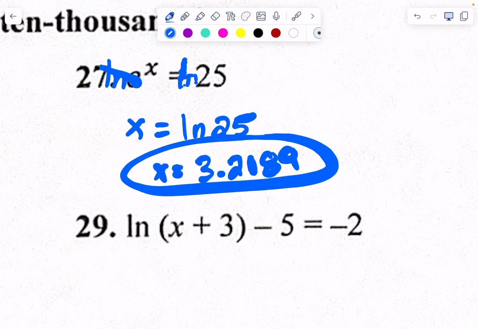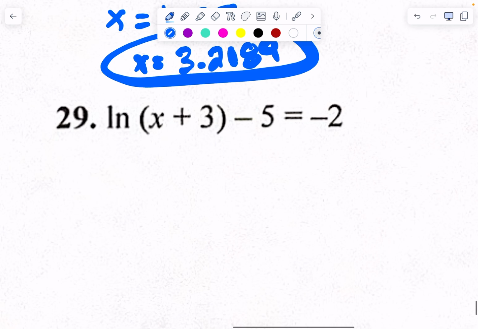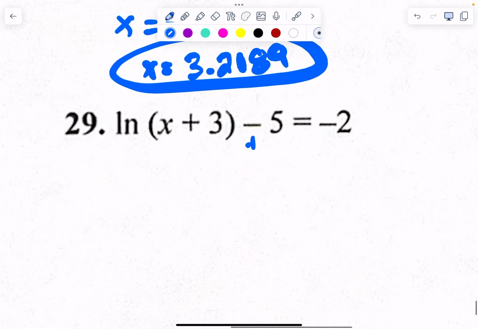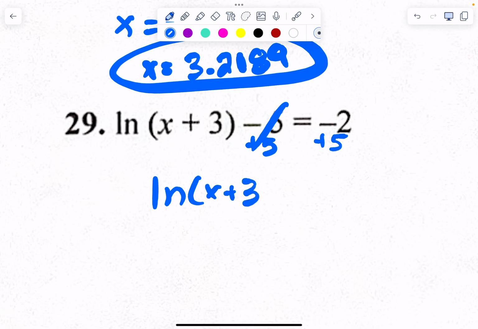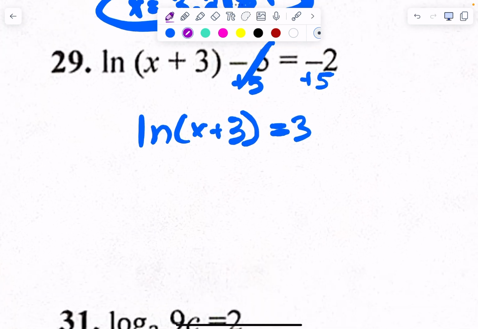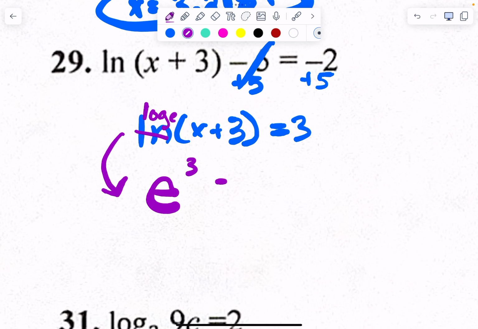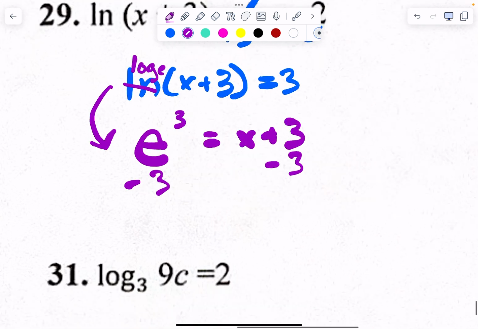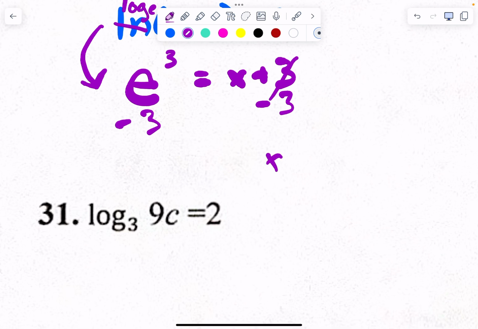So with 29, do we switch it to e first, or do algebra first? We always do algebra first. Can you do some algebra? Yep, add the 5. ln of x plus 3 equals 3. Now what? It's already ln, which means log base e. Now we make it an exponential: e to the third equals x plus 3. And then minus 3. What is e to the third minus 3?